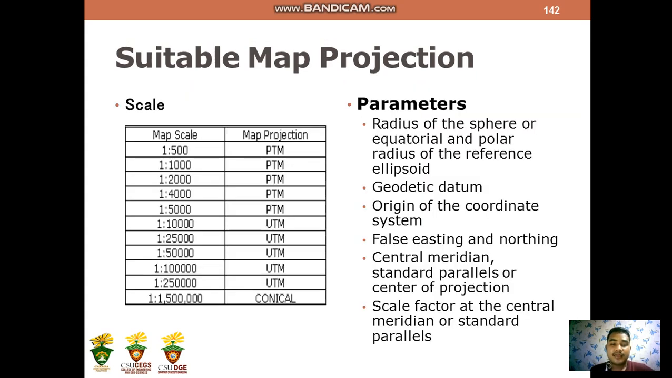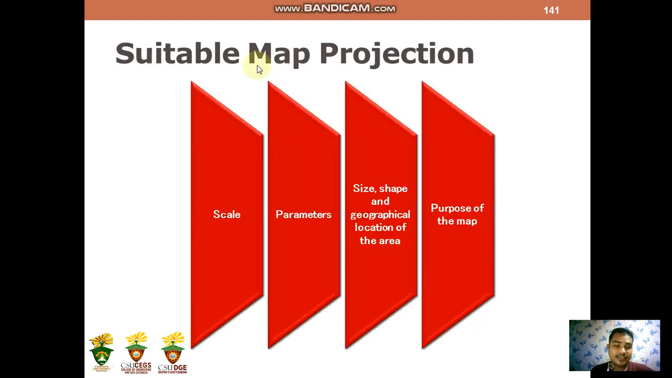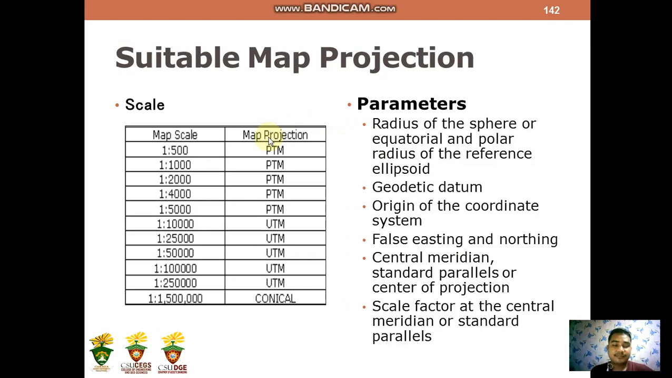So here is a checklist, or your basis out of those considerations. It serves as a guide here. If the map scale you want to achieve is 1:500, the suggested map projection is the PTM, or Philippine Transverse Mercator. But if the map scale you want to achieve is 1:1500, that is a small scale, so the map projection you can use is conical.